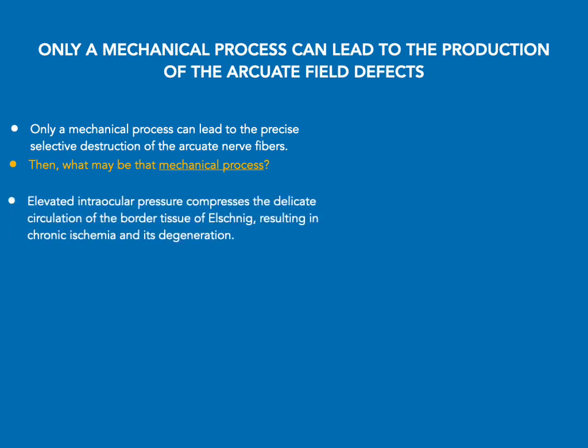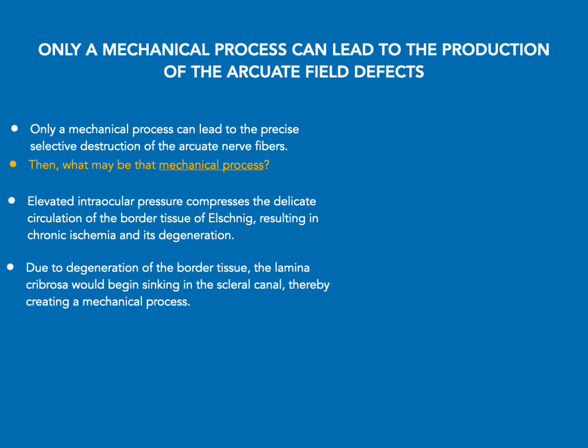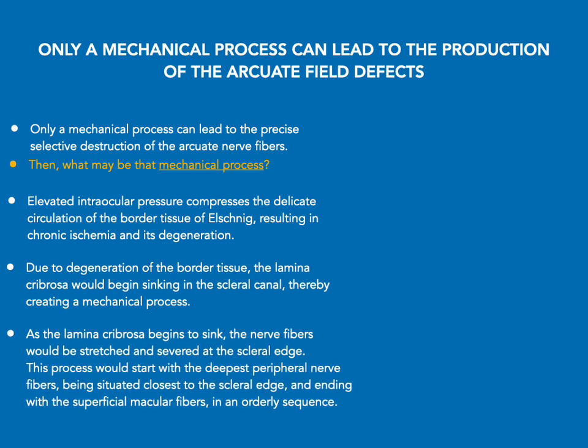Elevated IOP may be compressing the delicate circulation of the border tissue of Elschnig, resulting in chronic ischemia and its degeneration. Due to degeneration of the border tissue, the lamina cribrosa would begin sinking in the scleral canal, thereby creating a mechanical process. As the lamina cribrosa begins to sink, the nerve fibers would be stretched and severed at the scleral edge.